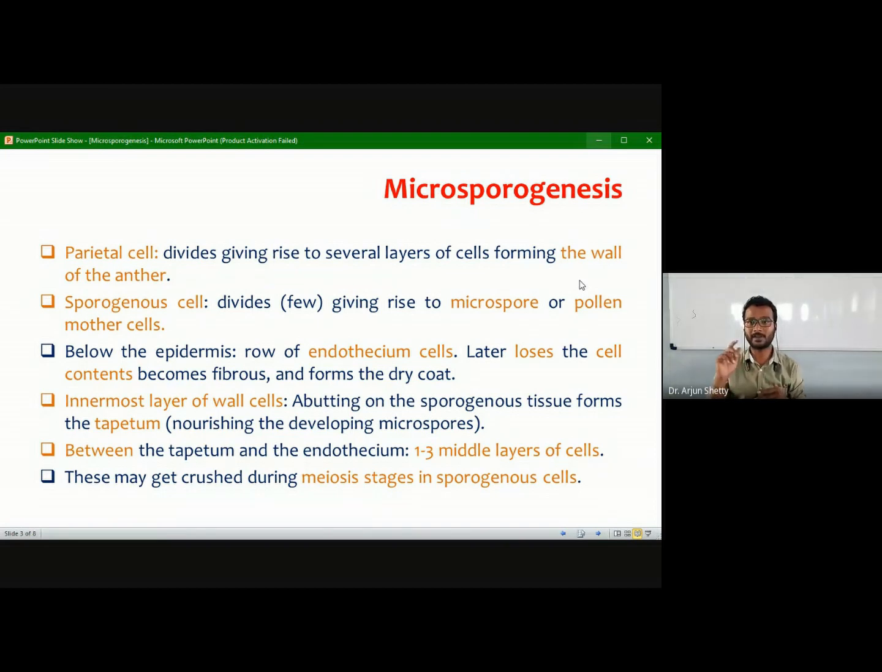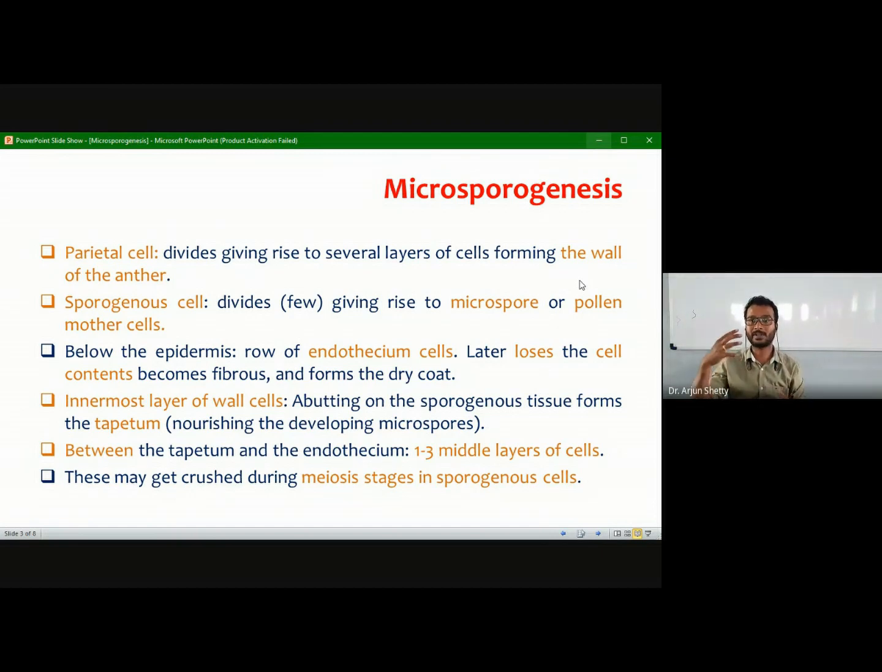Don't get confused always with MMC. MMC is preferably used for megaspore mother cell. Sometimes it is used for microspore mother cell also. So to avoid the confusion, you can make it PMC, pollen mother cell. When we talk about megasporogenesis, there you can use MMC for megaspore mother cell for the female reproductive structure, and PMC, pollen mother cell, for the male reproductive structure.